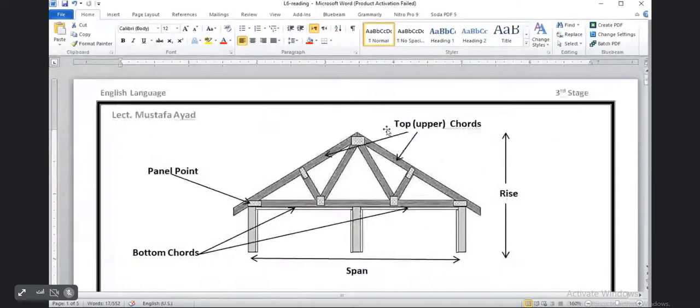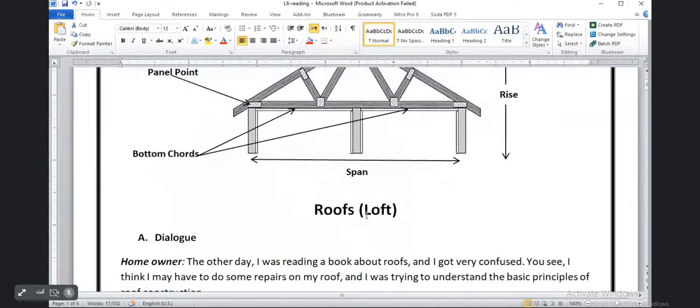Now, the English truss is this. This is the English truss, the simplest one. This gabled shape belongs to English houses, the houses with lofts. Sometimes they call it loft or attic. Loft in British, attic in American. They call it loft. This is the English truss.